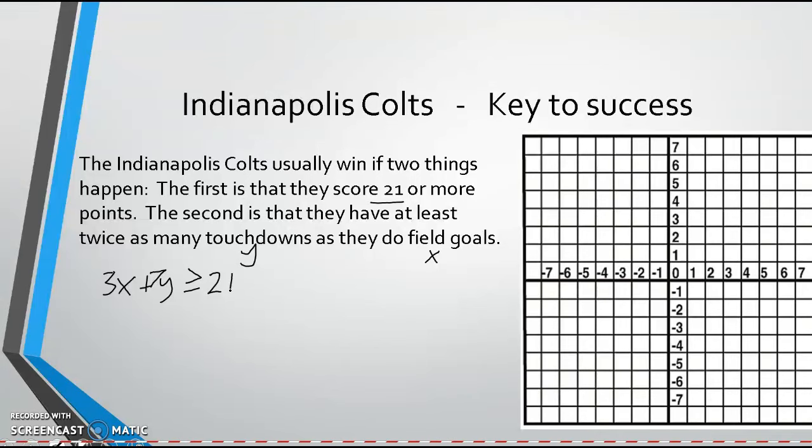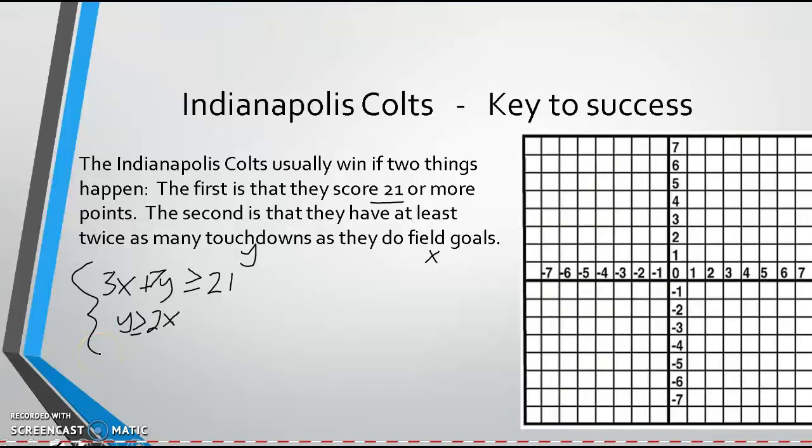There's one equation. The other thing that we want is to have at least twice as many touchdowns as we do field goals. So touchdowns are Y, field goals are X. If we want to have twice as many touchdowns as we do field goals, we're going to have to multiply this times 2. And we still want the touchdowns to be greater than or equal to twice as many field goals. So if we score 1 field goal, we would multiply that by 2, and we would want at least 2 touchdowns. If we score 5 field goals, we'd multiply that by 2, and we want at least 10 touchdowns. This is our system here.